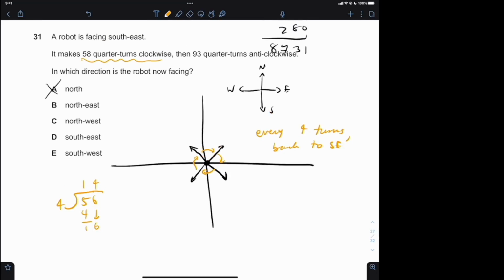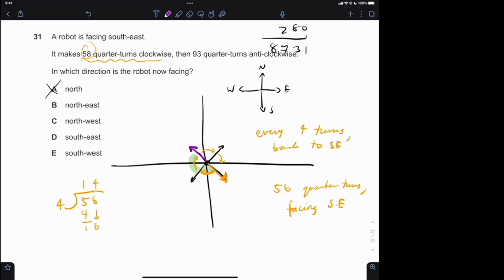Okay, so that means that after 56 quarter turns, right, we will be at southeast, because we've reached back again to that starting position. All right, we'll be facing this way here. Then 2 more to make it 58. So 1, right, 1 and 2. So we'll be actually facing northwest. So this is where we're facing after our 58 quarter turns clockwise.